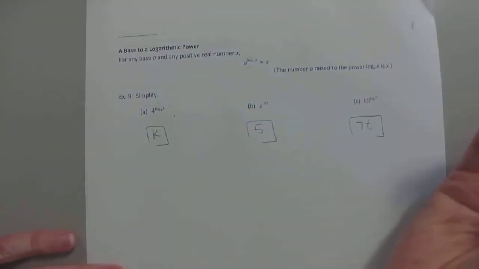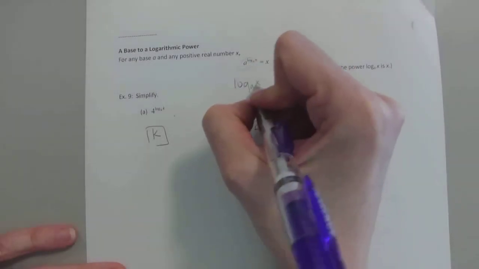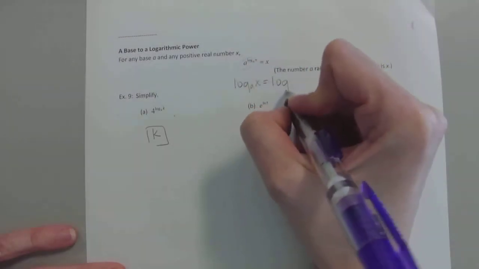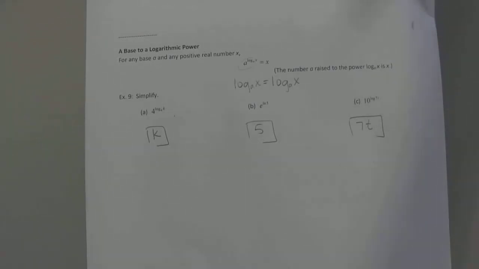And again, where it's coming from is just when you go backwards, right? You say, okay, what's the exponent? Log base a of x equals log base a of the opposite side. So it ends up equaling each other.